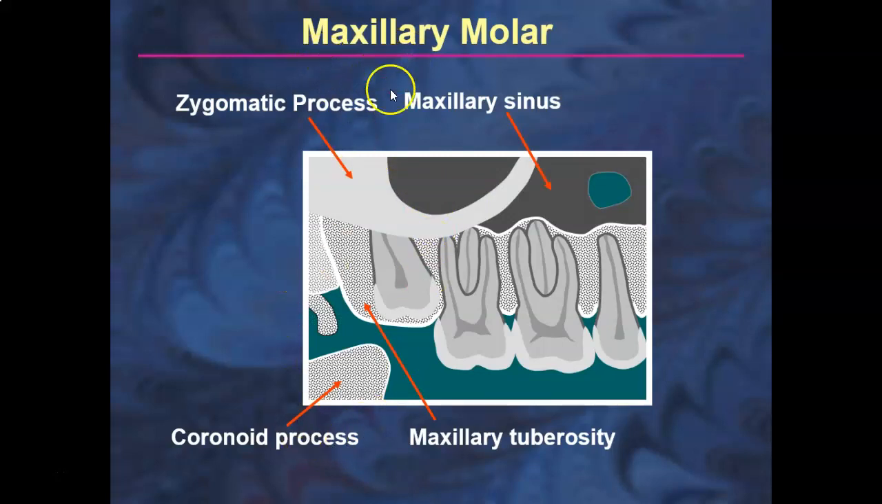So in a maxillary molar, again, we can see the zygomatic process, and you can see how it's going to be a thicker radiopaque area. You're going to see the maxillary sinus along the tops of the molars. You may see the coronoid process from the mandible, and then you're going to see the maxillary tuberosity, which is way in the back after the last molar.